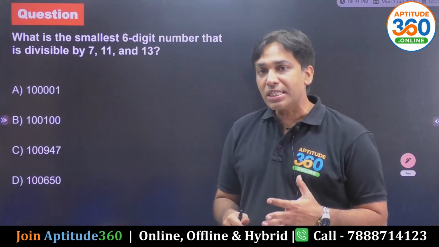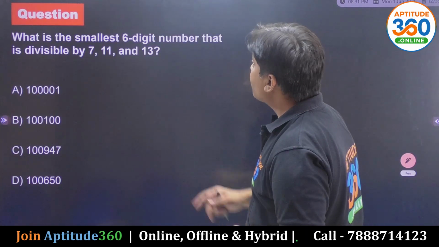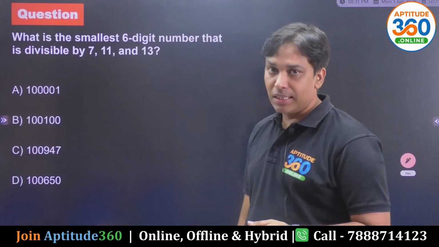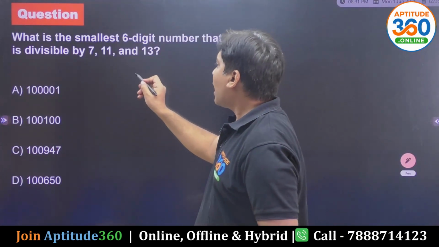What is the smallest 6-digit number which is divisible by 7, 11 and 13? Please be mindful of it. How do we find it out?